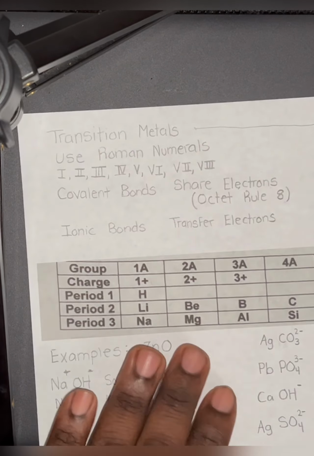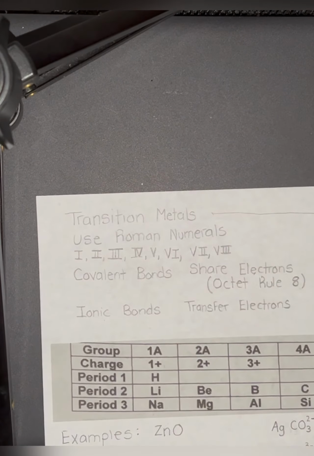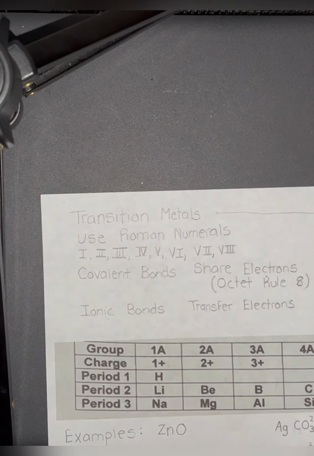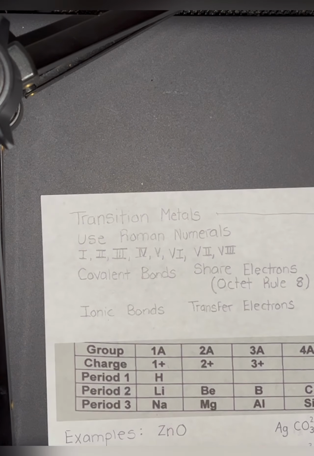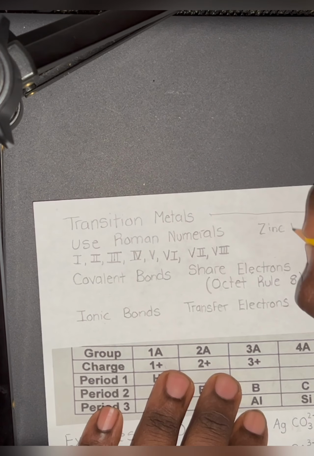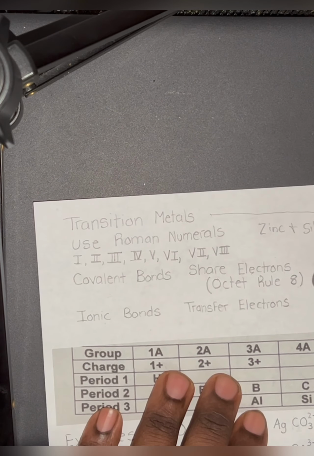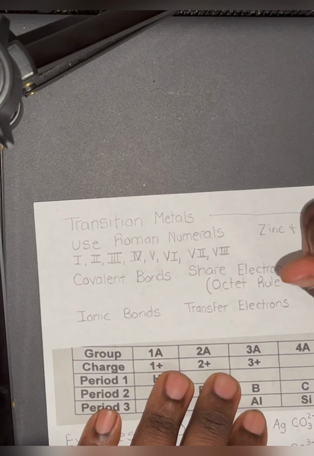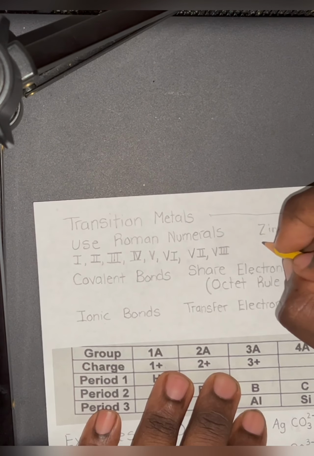All right, so let's go for the transition metals. With transition metals, they'll use Roman numerals because transition metals aren't like the other metals. They can have more than one charge. Some of them can have a 1+ charge, a 2+ charge, a 3+ charge. There are exceptions like zinc and silver, because silver has a 1+ charge and zinc has a 2+ charge.